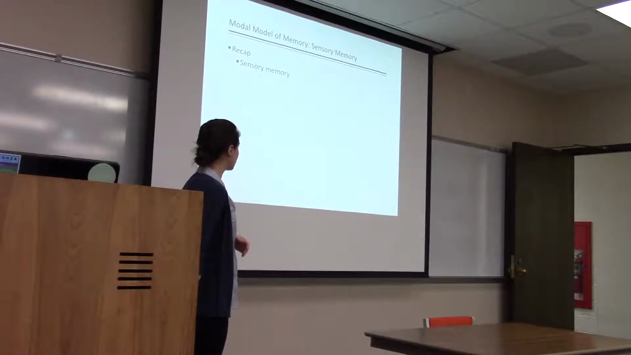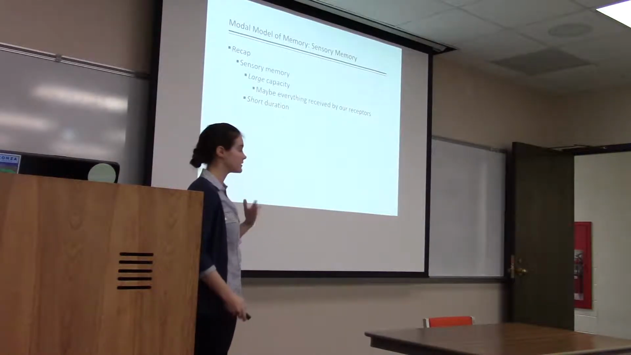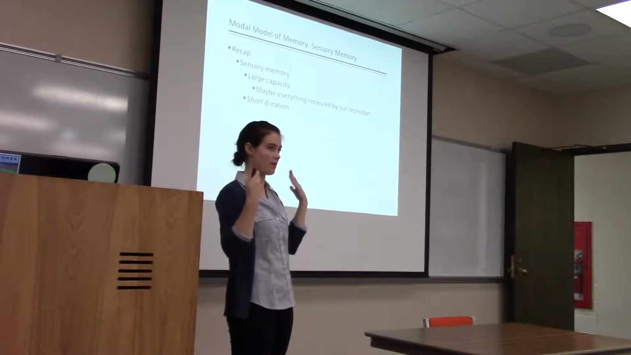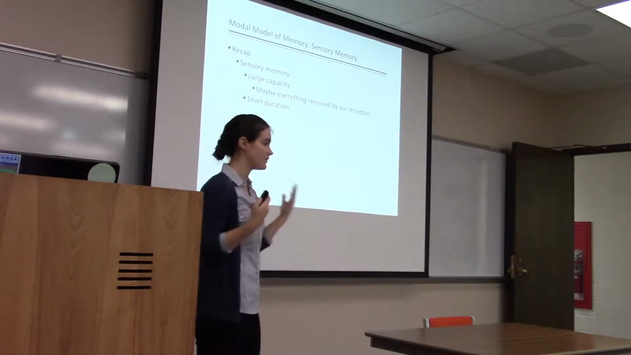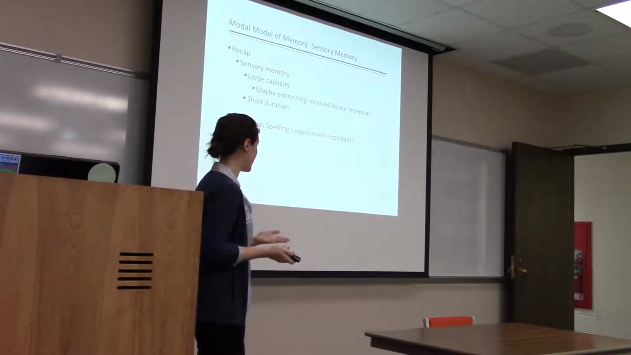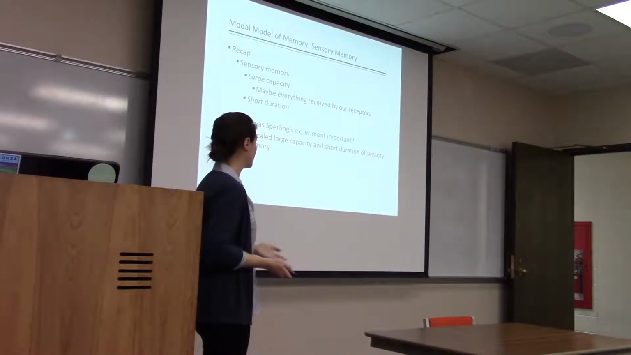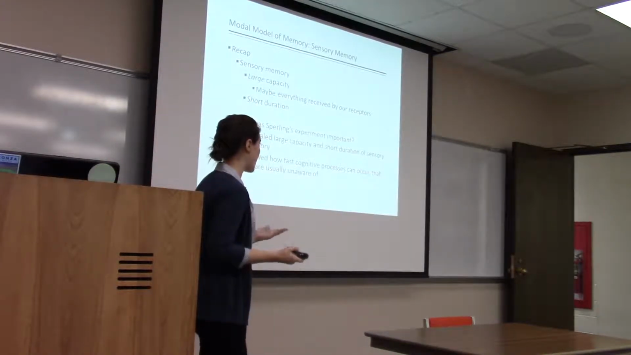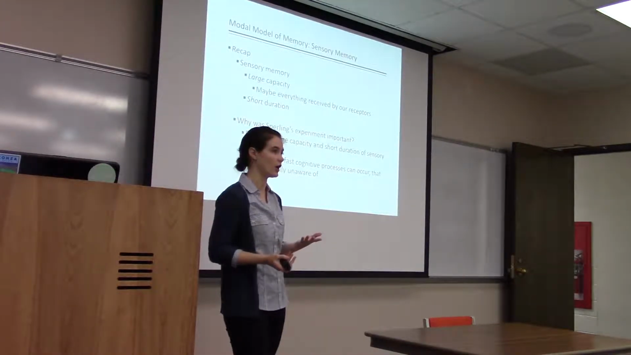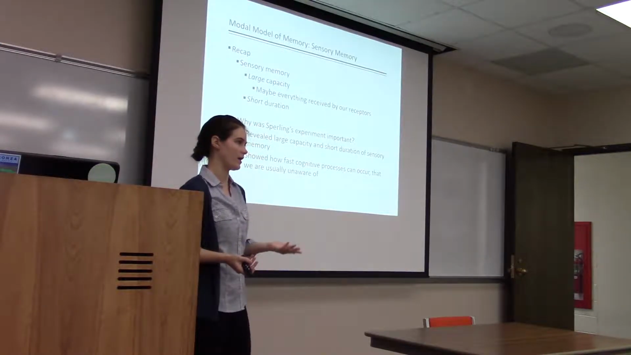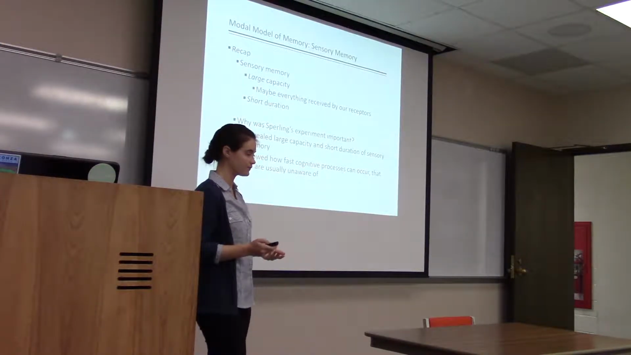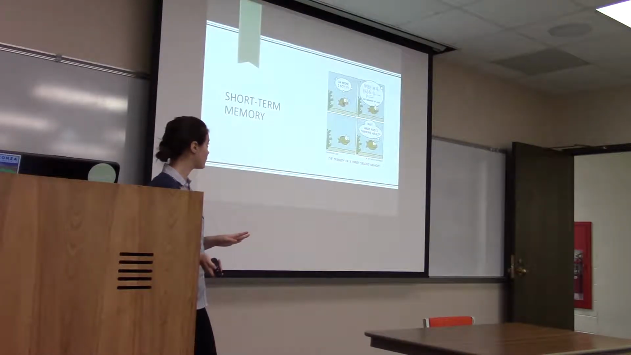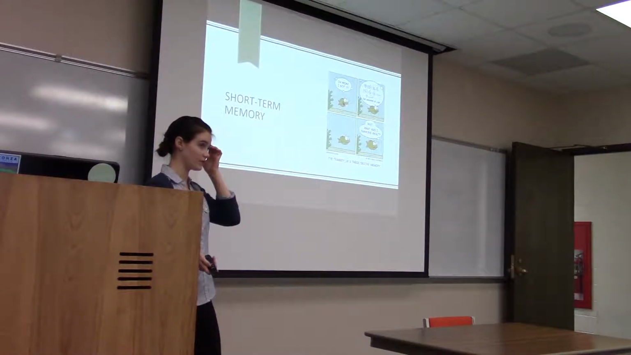So now I'm just going to briefly recap. So sensory memory has large capacity, and this is due to everything being received from the environment by our receptors, but it has a very short duration. And then why was Sperling's experiment important? It revealed that large capacity, short duration, but it also showed how fast these cognitive processes can occur and how we can be unaware of those processes happening. And so if you guys are okay with that, I'm going to move on to short-term memory.